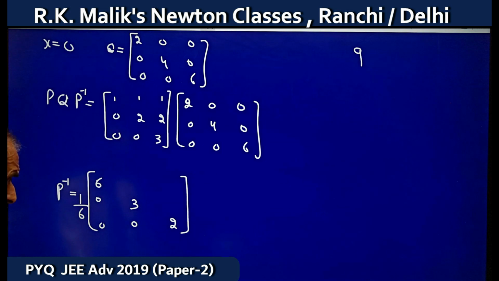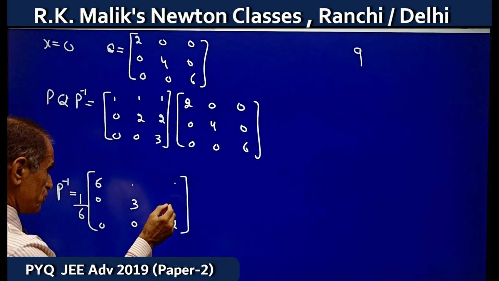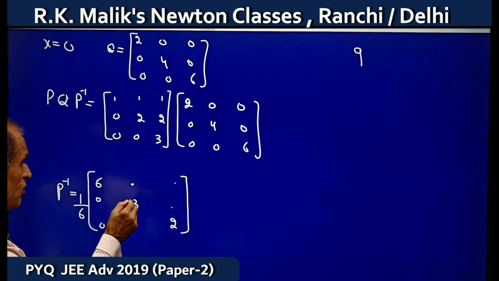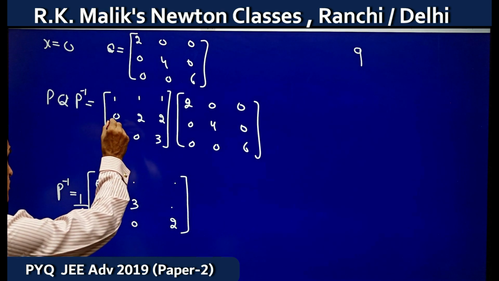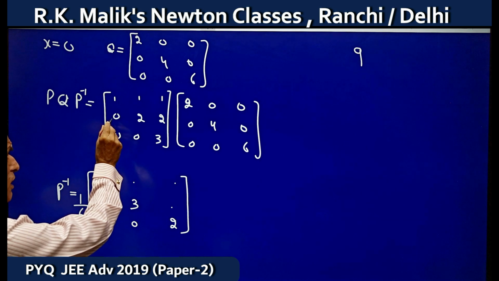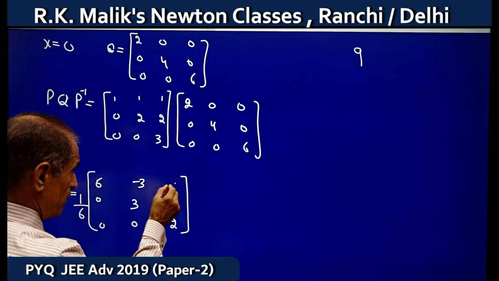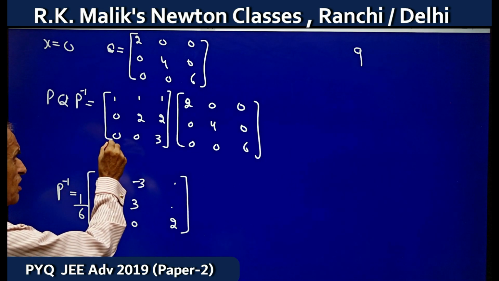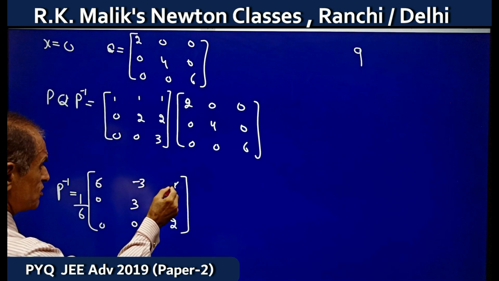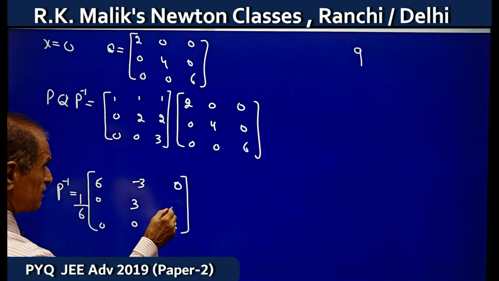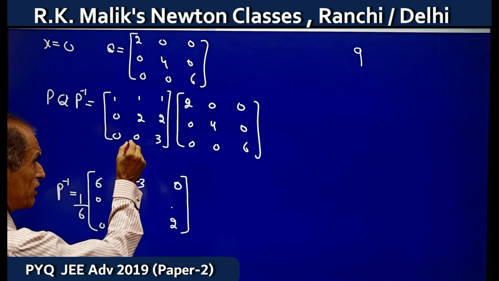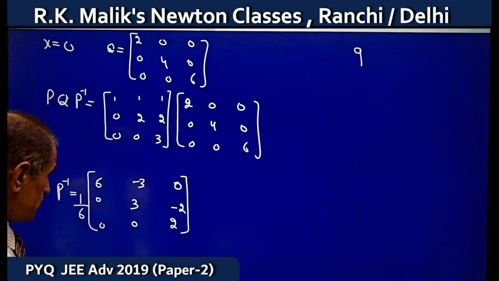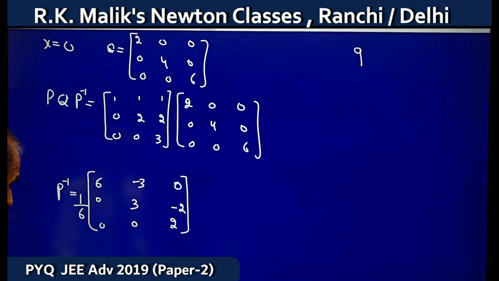The only thing you have to calculate is the element at this position and this position. The element at this position will be the cofactor of this element, and the cofactor of this element has the value -3. The element at this position will be the cofactor of this position, and the cofactor of this position is 0. The element at this position will be the cofactor of this position, and the cofactor of this position is -2. Hence you have got the value of P inverse.